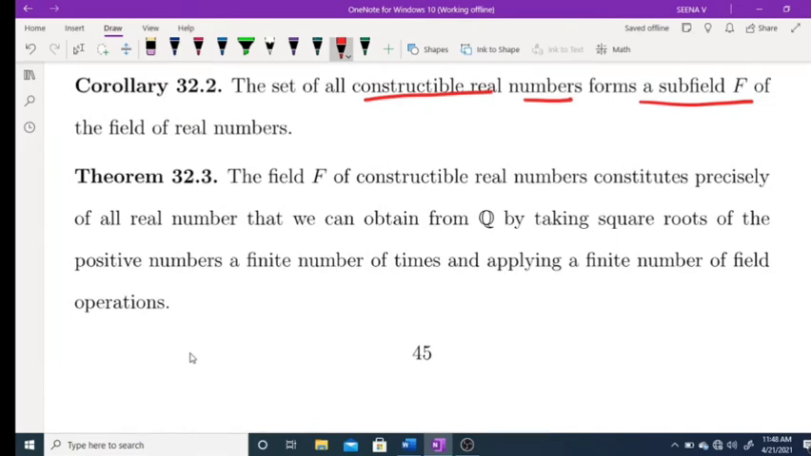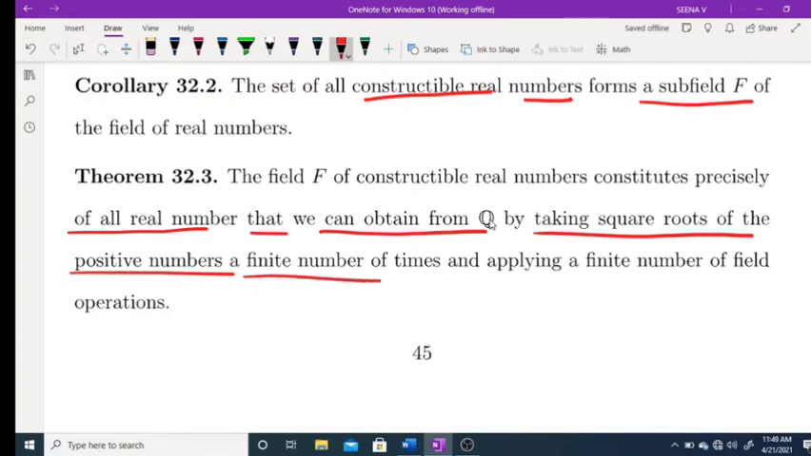The field F of constructible real numbers consists precisely of all real numbers that we can obtain from Q. The theorem says that F consists of all real numbers that we can obtain from Q by taking square roots of a positive number a finite number of times and applying a finite number of field operations.